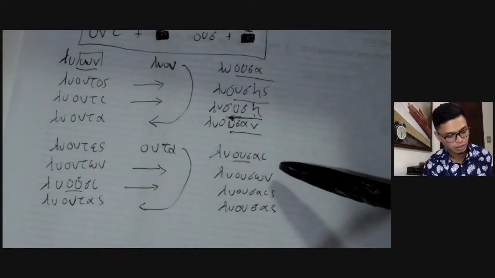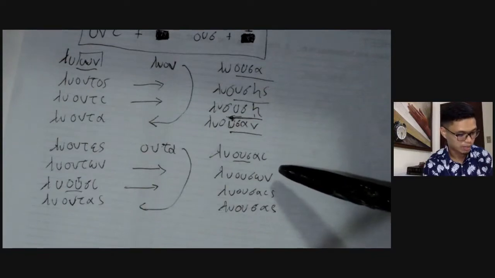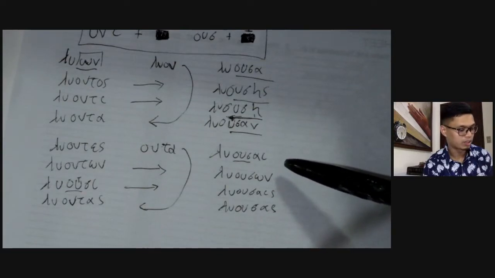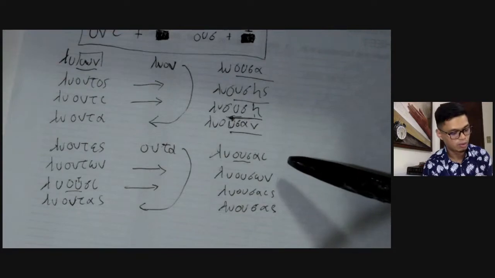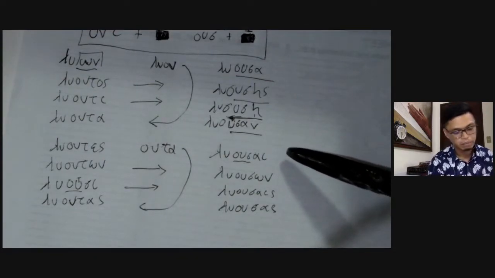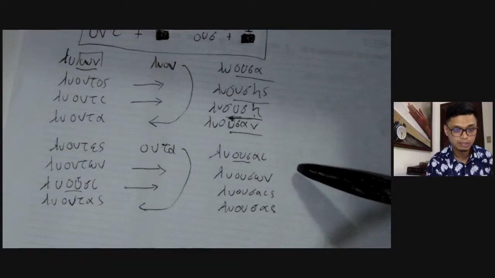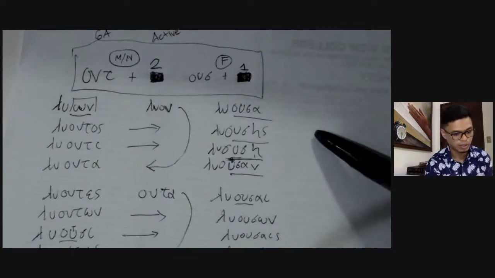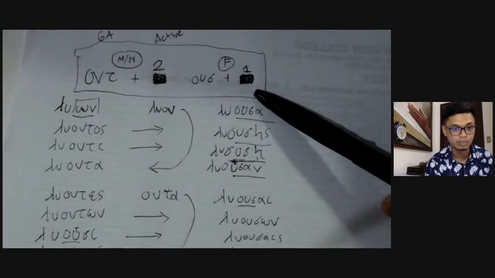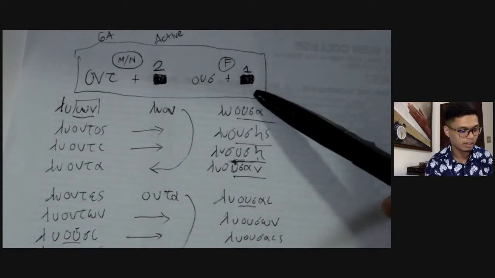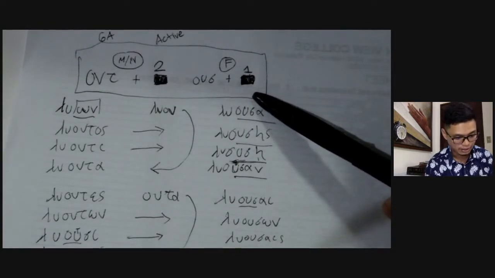So you have lu plus ont plus minimum 2. That is for the masculine and the neuter. And you have lu plus us plus minimum 1. That is for your feminine here. Okay. Very, very easy, right? As long as you know minimum 1 and you know minimum 2, then it's very easy for you to learn. Very, very quick and easy. So those are the active endings for the participle.